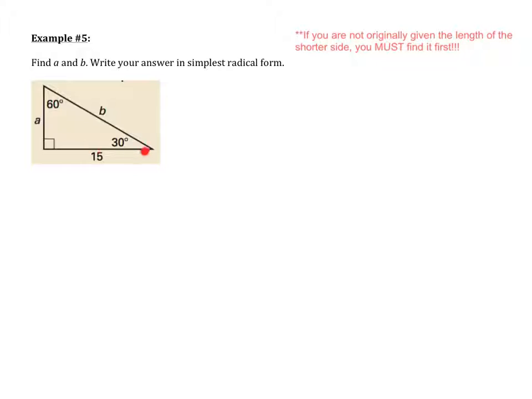So again, in this problem, I was given the length of the longer leg since it's across from the 60. So I need to come up with that formula that relates the longer leg to the shorter leg. So I know that the longer leg is equal to the shorter leg times the square root of 3. So I'm going to put in the values that I know. I know that the longer leg is 15.